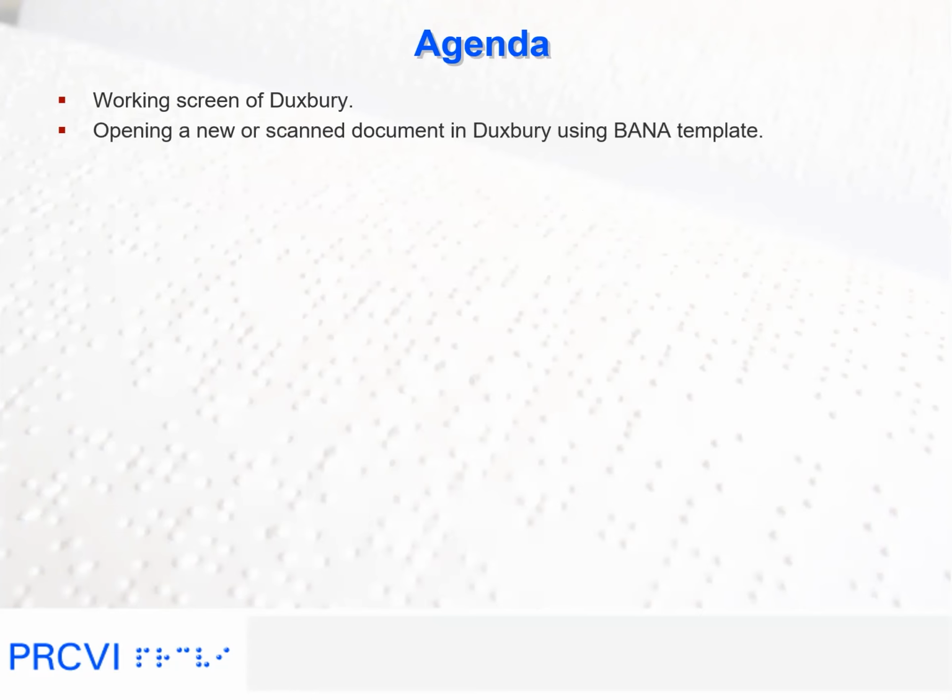We will look at the working screen of Duxbury. We will look at how to open a new document or a scanned document in Duxbury using BANA template. BANA is Braille Authority of North America. We will look at how to format a document using styles and codes in Duxbury. We will look in detail at how to create various tables in Duxbury.